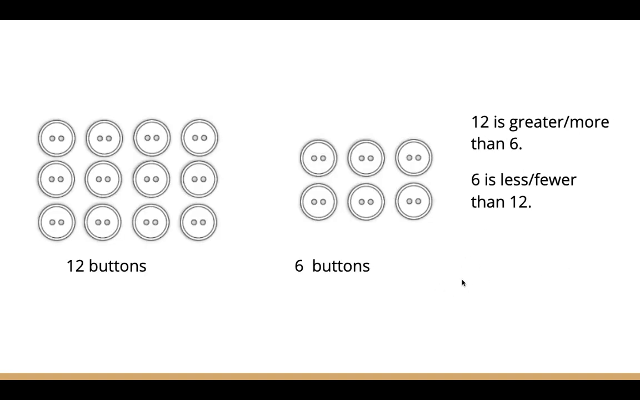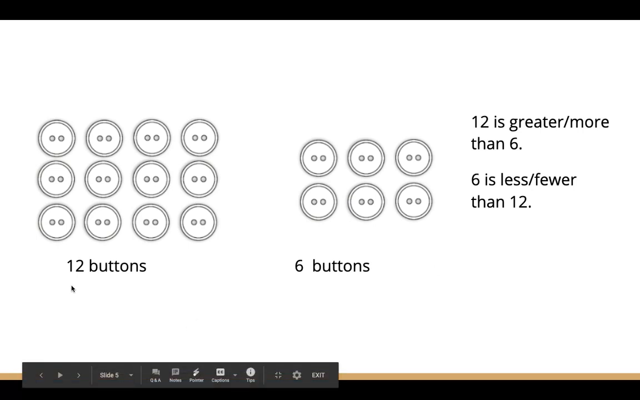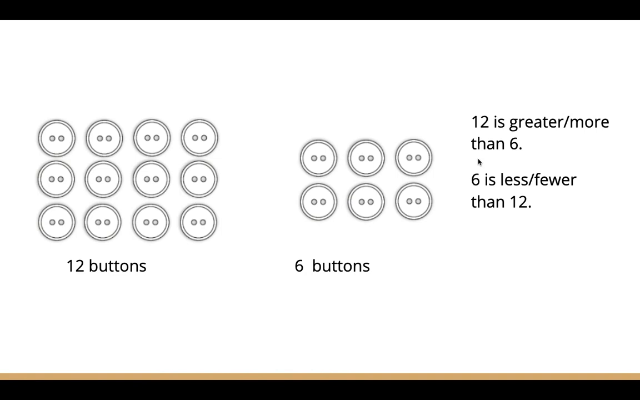So here's another example where this time these are not lined up side by side with a buddy. So we would have to count individually to see which has more. This side has 12 buttons. This side has 6 buttons. So we know that 12 is greater than or more than 6. We could use either of those terms. And 6 is also less than or fewer than 12.